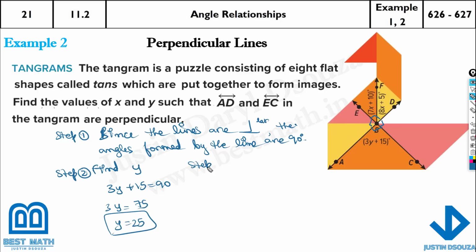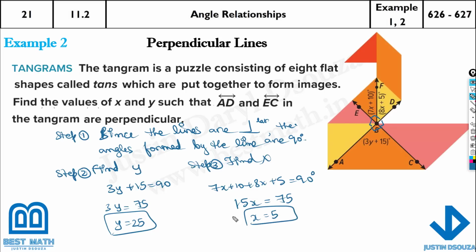Step 3 here would be find x. So here we have two expressions. Sum them up. 3x plus 10 plus 8x plus 5 is equal to 90 degrees. And here we will get 15x is equal to, this is again 15, 90 minus 15 would be 75, and x would be equal to, divide both the sides by 15, it's going to be 5. So we got the answers.